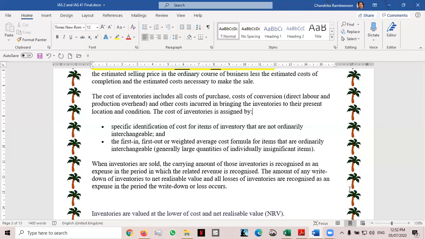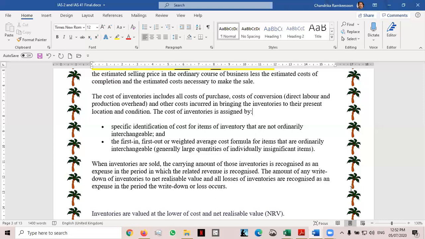And notice, and again, you would have learned this in your level 1, that LIFO as a method of valuation, whilst it can be used for management accounting purposes, cannot be used for financial accounting purposes. It's not allowed by the standard.